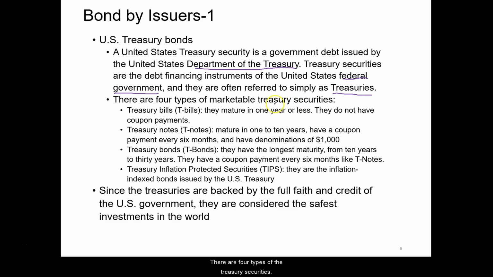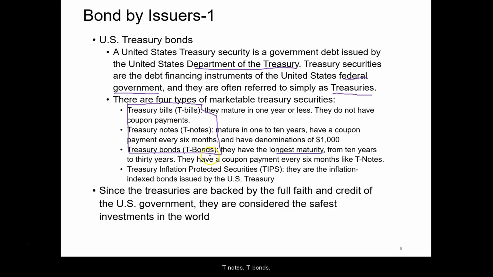There are 4 types of the Treasury securities. The first 3 here differ by maturity. If you look at the Treasury bills, or say the T-bills, they are the very short-term Treasury bonds. And because they are so short-term, usually like 3 months or 6 months, they do not pay coupon payments. And then you have Treasury notes, or T-notes. Those are the bonds that have maturity between 1 year to 10 years. And then we have the very long-term T-bonds. They are the bonds that have the longest maturity. So if we are looking at a 30-year Treasury bond, that is a T-bond. Those bonds would pay coupon payments every 6 months.